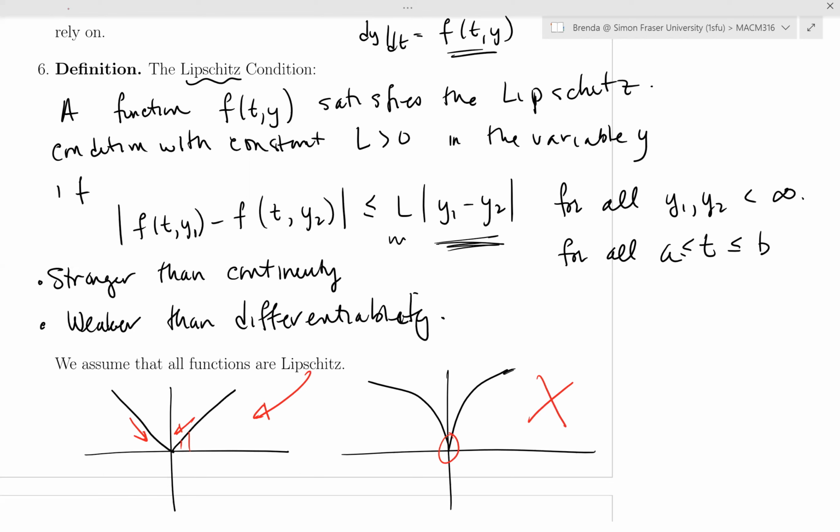We need our functions to be Lipschitz. We do not actually have to be differentiable, but the derivative must stay bounded. That's what this condition is for. Otherwise, the whole thing breaks down.